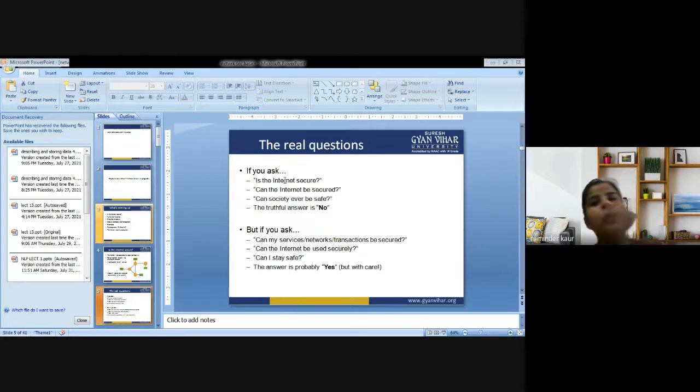So the real question is, is the internet secure? Can the internet be secure? Can society ever be safe? The truthful answer is no. As I told you earlier, it is no, because we are blindly running towards the data. We don't know whatever concepts of security are getting followed. We just ignore that, and we just want to extract any kind of information that is available over the internet.